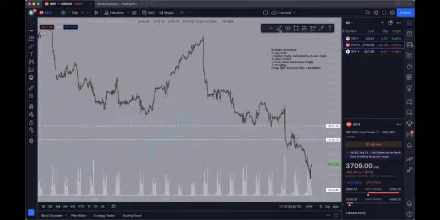So next thing we want to go over is, okay, what does a downtrend look like? A downtrend looks like, I'm going to delete these here.